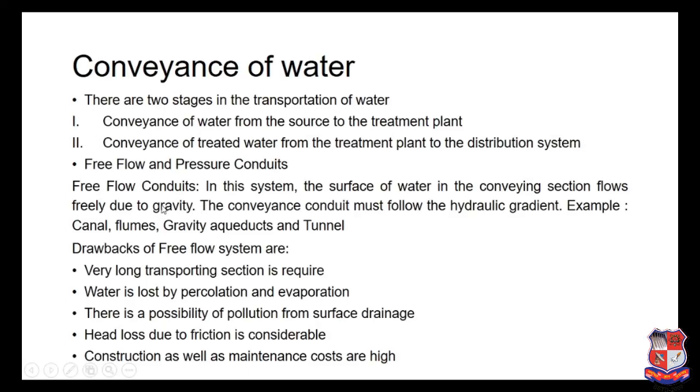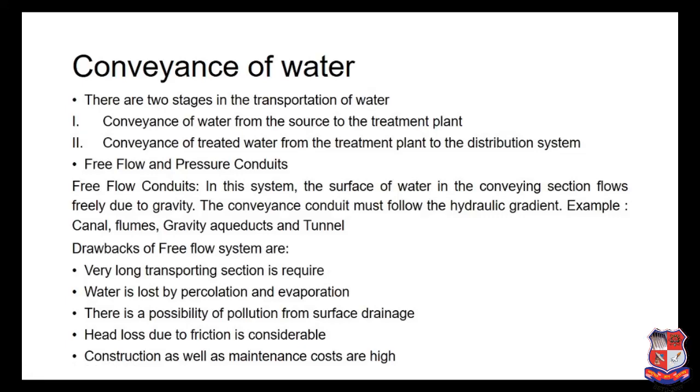The free flow means through gravity, and the second one is the pressure conduit. So first we'll see the free flow conduits. In this system, the surface of water in the conveying section flows freely due to gravity. Right? There is no pressure. We are not pumping the water. And the conveyance conduits must follow the hydraulic gradient. Examples are canal, flumes, gravity aqueduct, tunnel, etc.